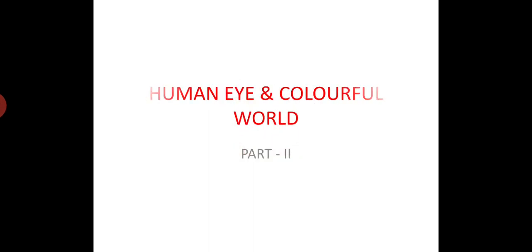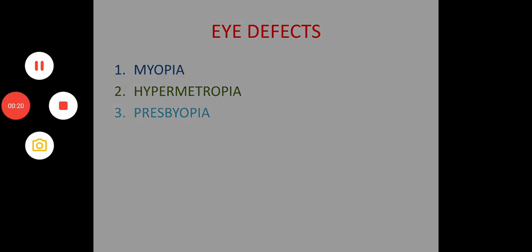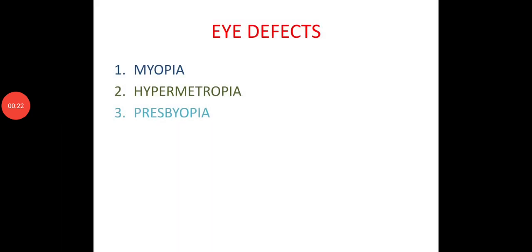In this video, I am going to explain to you about the Human Eye and Colorful World chapter, part 2. In this part 2, I am going to explain completely about eye defects in detail. Those are myopia, hypermetropia and presbyopia. So before going into the topic, first let us see what we have learnt previously.